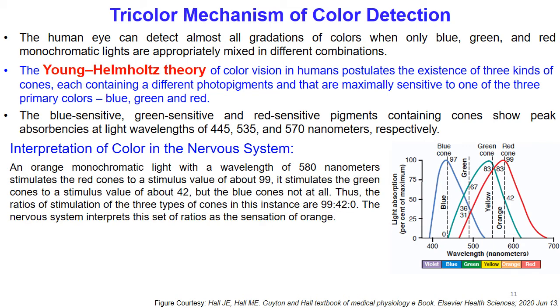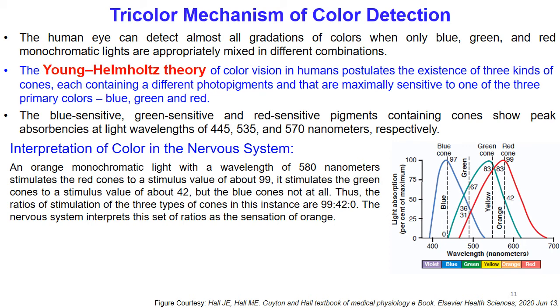An orange monochromatic light with a wavelength of 580 nanometers stimulates the red cones to a stimulus value of about 99. It stimulates the green cones to a stimulus value of about 42, but the blue cones not at all. Thus, the ratios of stimulation of the three types of cones in this instance are 99:42:0. The nervous system interprets this set of ratios as the sensation of orange.